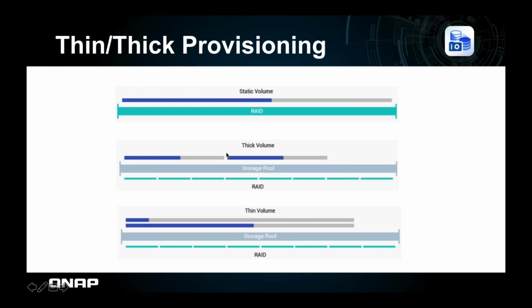And so the thick volume has a little bit less performance than a static volume, just because there's an extra step of translation. For a static volume, your volume is your RAID group. But for a thick volume, there's this translation from space on the thick volume to space on the storage pool, to space on the disks. So there's just a little bit of extra translation involved, and that's why the best performance is the static volume. But really the performance cost is, I'd say, fairly small, so I still do highly recommend thick or thin provisioning.